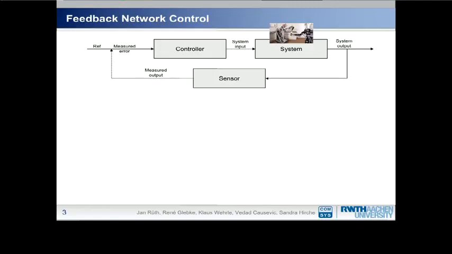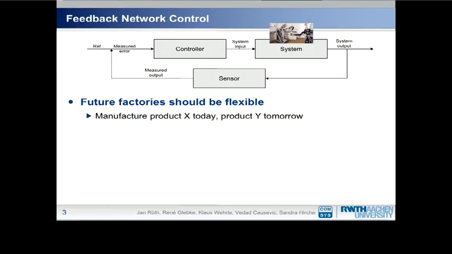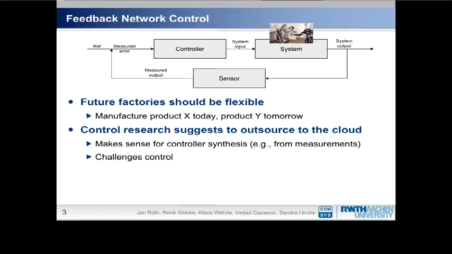If you want to do this, it works, but imagine the factories that people want to build in the future. They should be very flexible. That means they want to produce one good today and maybe another product tomorrow, which means they also need to interchange all of this. The system changes, the sensors change, and thereby the controllers need to change too. This is quite a costly process. Therefore, control research suggests outsourcing all of that to the cloud, because clouds are scalable and elastic, which is kind of true.